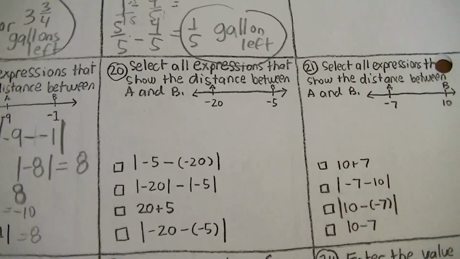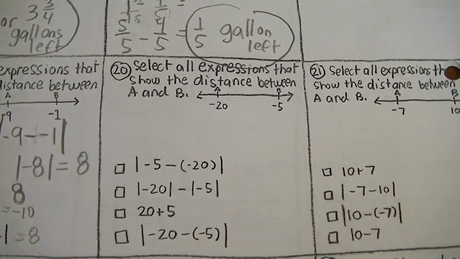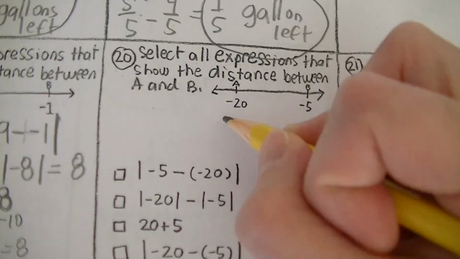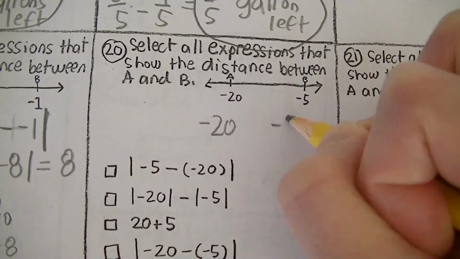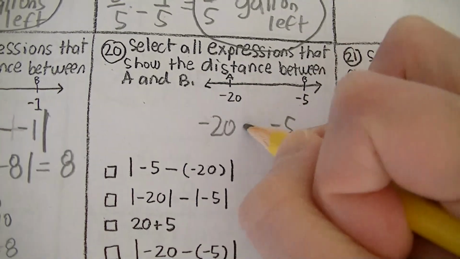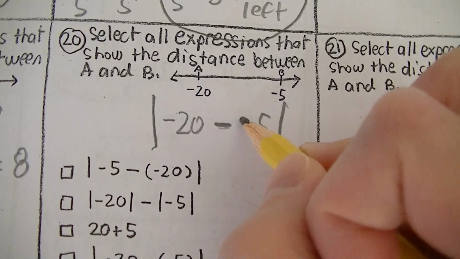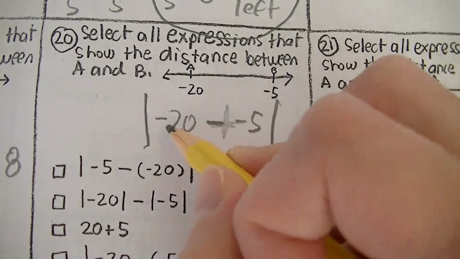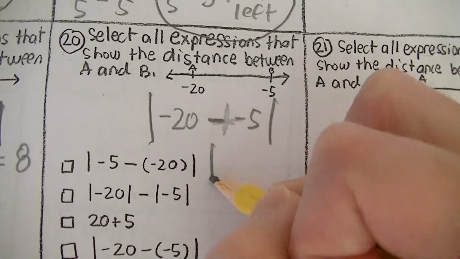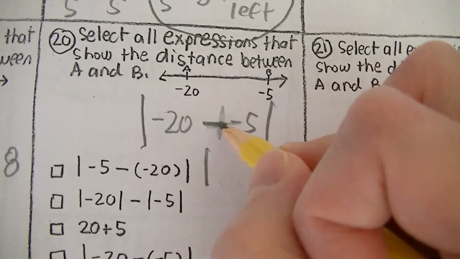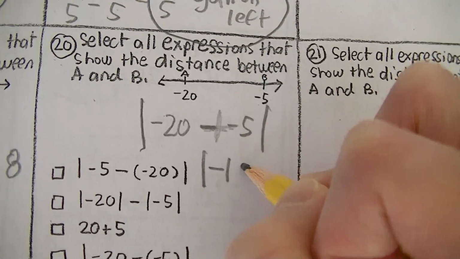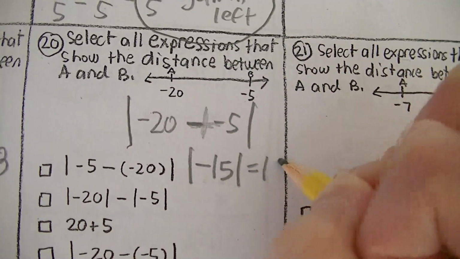20. Select all expressions that show the distance between A and B. So remember, write them both down. This is probably the fastest way. Subtract them. Absolute value it. When I subtract a negative, I'm going to the right on a number line. So negative 20 plus 5 is negative 15. Absolute value of negative 15 is positive 15.